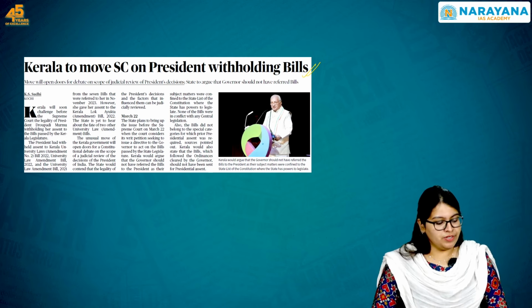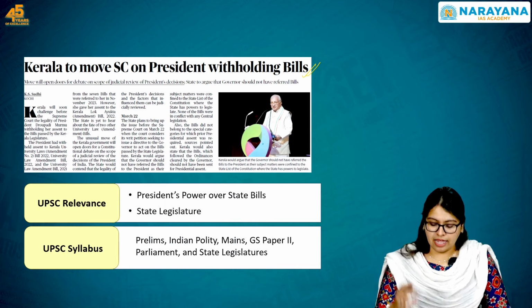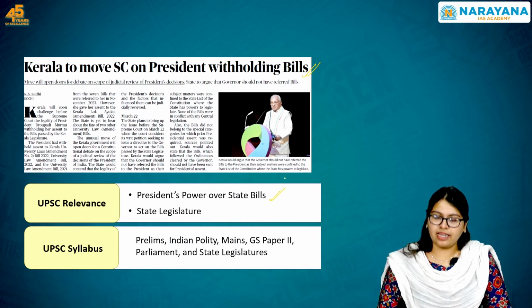The next article that we'll be discussing is Kerala to move Supreme Court on President withholding the bill. This article discusses the Kerala government, which is likely to challenge before the Supreme Court the legality of the President's power to withhold assent to the bills recently passed by the Kerala legislature. In this article, we'll be discussing the powers of the President and the Governor over state bills, as it forms an important part of the state legislature.